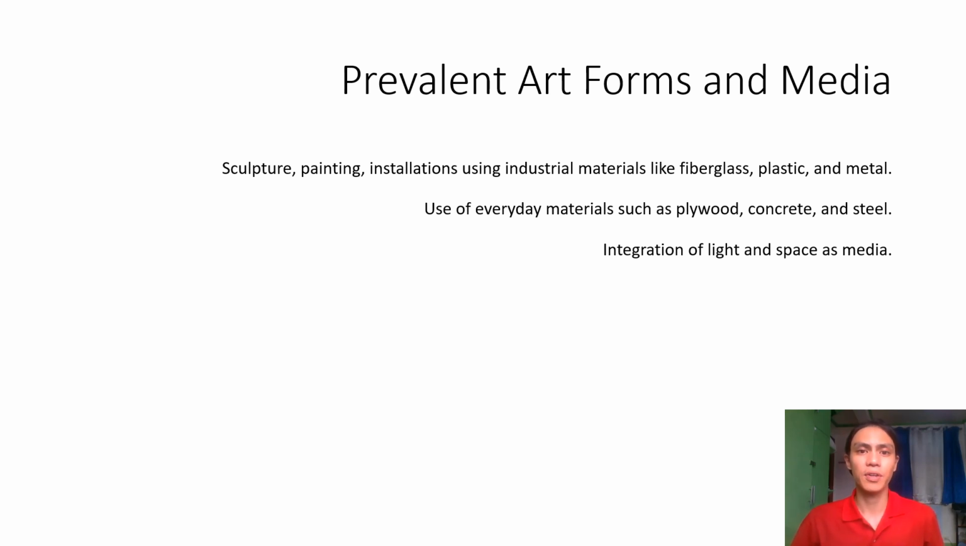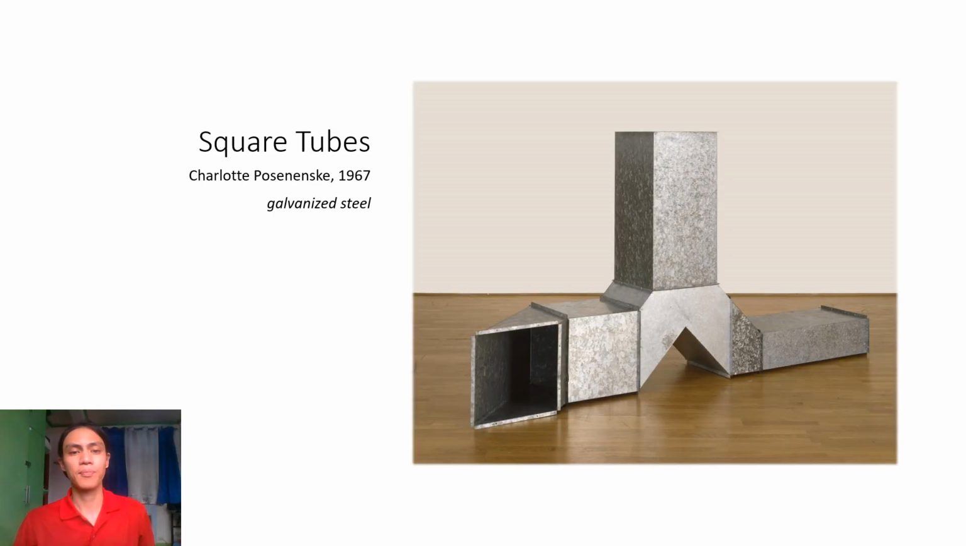Minimalist artists often work with sculpture, painting, and installations, using industrial and common materials. An essential aspect of minimalism is its integration of light and space, transforming them into key components of the artwork. An example of a minimalist sculpture, Charlotte Posenenske's Square Tubes in 1967, consists of galvanized steel tubes. This piece can be arranged and rearranged in various configurations, reflecting the minimalist ethos of simplicity, functionality, and viewer engagement.